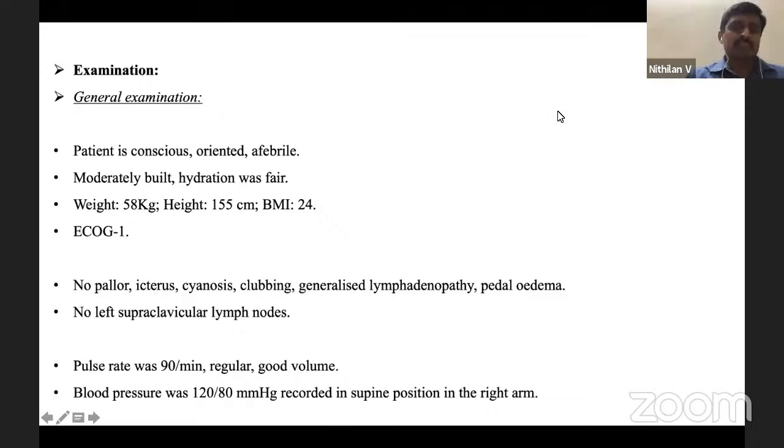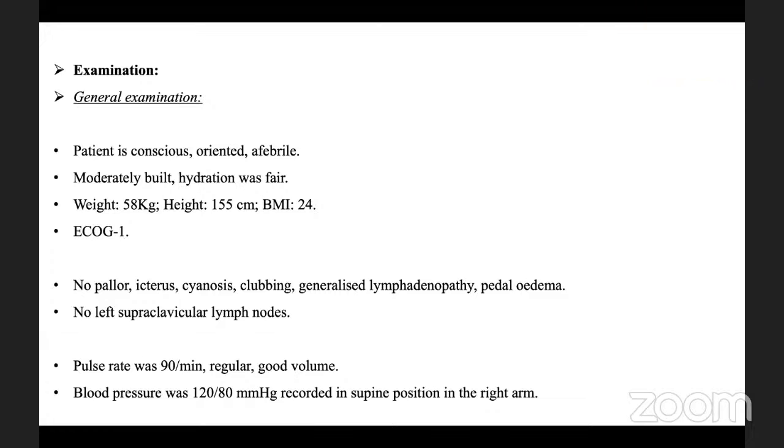Your term is supraclavicular, so anything above the clavicle is a supraclavicular node. But what you are mentioning, we are very clear about it. You are mentioning there is no Virchow's node, right? So where will you look for this Virchow's node? Sir, between the two heads of sternocleidomastoid in the supraclavicular fossa.